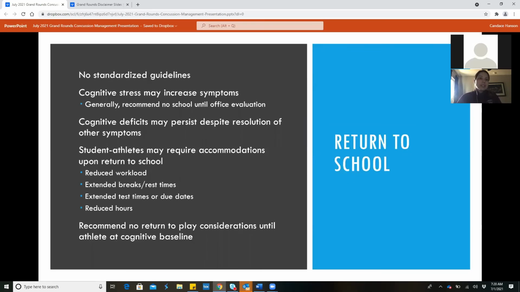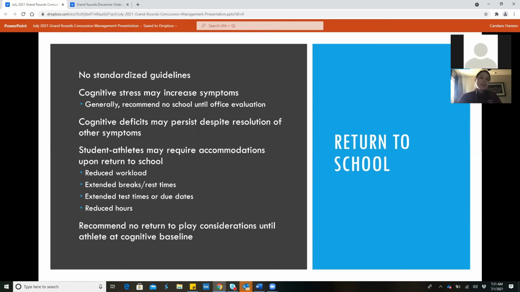There's no standardized guidelines, but cognitive stress may absolutely increase symptoms. So generally recommend no school until an office evaluation, unless that's going to be significantly delayed. Cognitive deficits can persist despite the resolution of other symptoms. So if a student athlete is telling you that they're really struggling with getting work done and struggling with school, even though they don't have headache and they don't have blurred vision and they don't have sensitive light and all those things, it should absolutely be something that we consider and we take at face value.